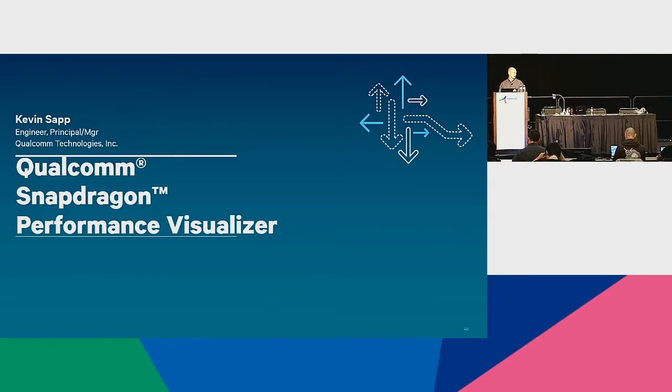Thank you, Rick, for the introductions and for kicking it off. My name is Kevin Sapp. I also work at Qualcomm. I work on the Snapdragon Performance Visualizer. It is a suite of tools that, combined with Trepn, or after you've used Trepn, allows you to really dig into what the CPU is doing, and also see, in some cases, what the DSP and the GPU are doing, and put all that information together.